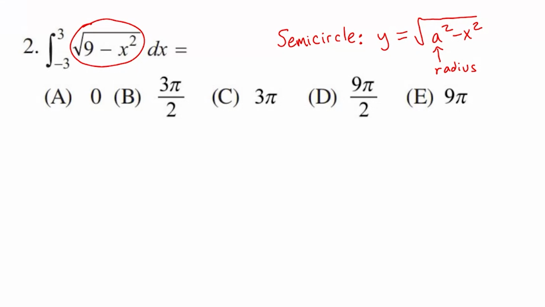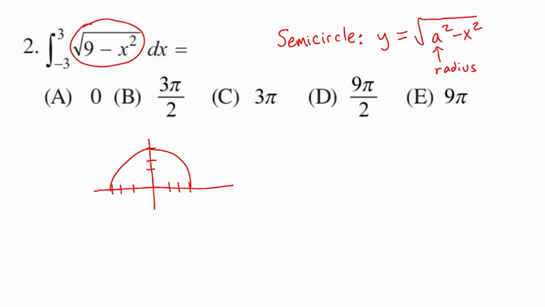So once you realize this, you can start to visualize what this function is going to look like. Since the radius is 3 and it's centered at the origin, we can go out 3 spaces and draw the top half of that circle.